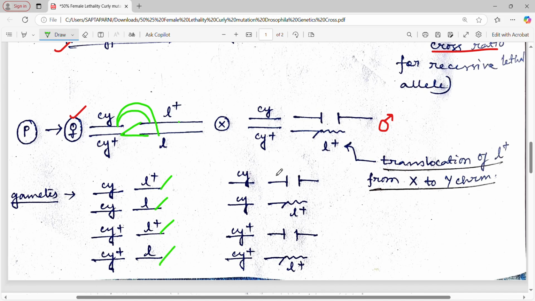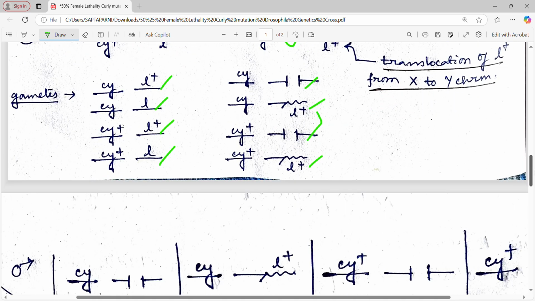From the father, one will be Cy with this X chromosome, then Cy with this Y chromosome. Then another one will be Cy plus with this X chromosome, and Cy plus with this Y chromosome. So these 4 gametes will be formed from the father.